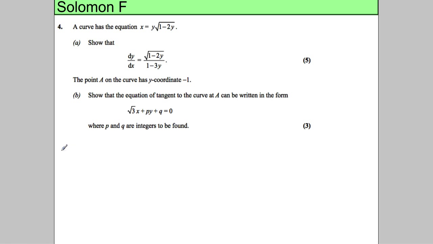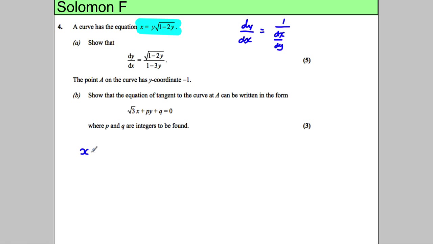We've got a curve with the following equation. We're asked to show dy by dx is equal to this. The big idea here, you should immediately spot, because x is the subject of the formula, you're going to use the dy by dx is equal to 1 over dx by dy rule. So we're going to have to work out dx by dy and then do 1 over it.